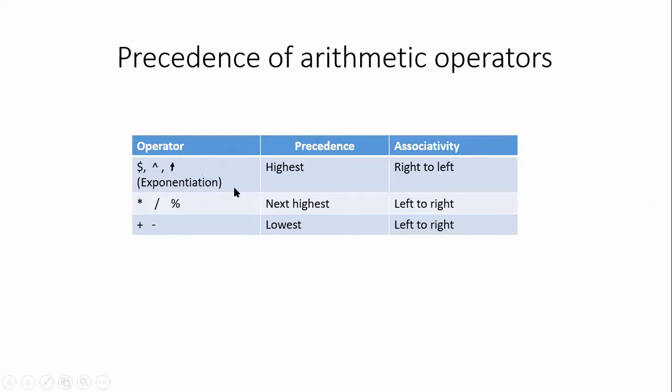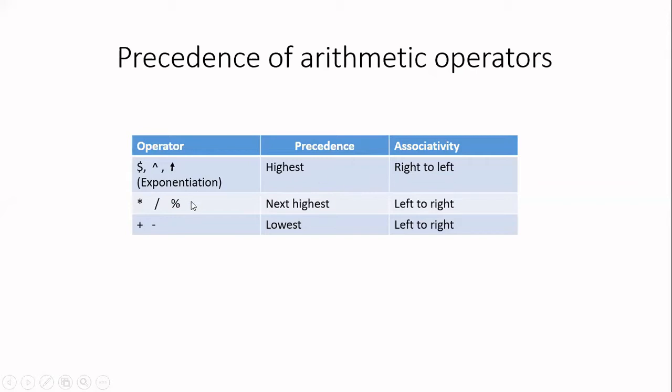So all the 3 things are going to mean the exponentiation. And this exponentiation is having the highest priority when compared to other operators. When you have more than one exponentiation in your expression, you have to evaluate them from right to left. This is the associativity. Then we have the next category as multiply, divide, and then percentage. They have the next highest priority, and you have to evaluate them from left to right.